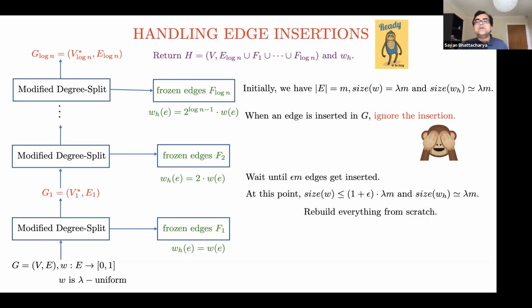And now we rebuild everything from scratch. And when we are rebuilding everything from scratch, what will be our amortized update time? The time taken for rebuilding everything from scratch is just linear in the number of edges. This is M, but we waited for epsilon M many edge insertions. So this is the amortized update time, M divided by epsilon M, which is 1 over epsilon.